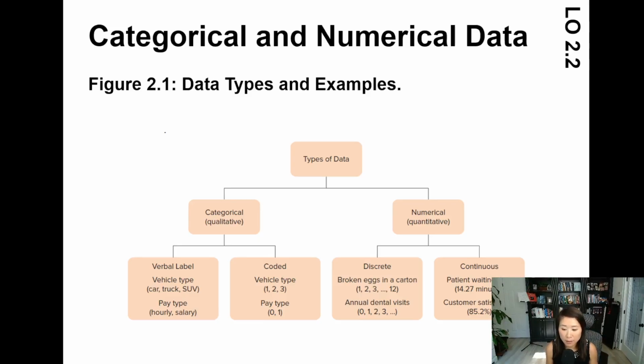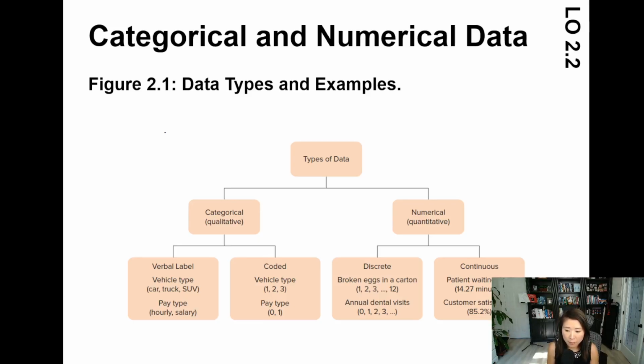And also customer satisfaction. From 0% to 100%, it can be 99.99999, right? It can also be 87.666. So it can be any real number from 0% to 100%. So that is a continuous value, right? That is considered continuous numerical data.